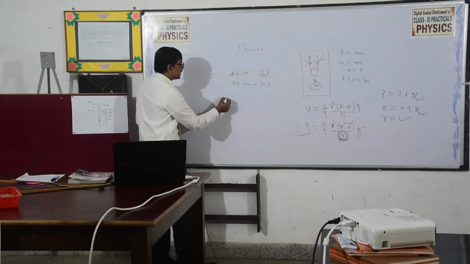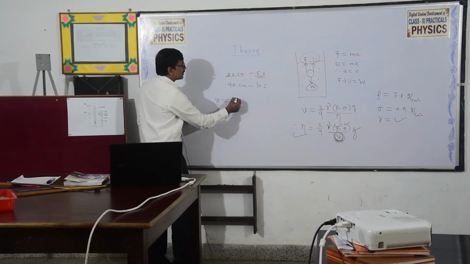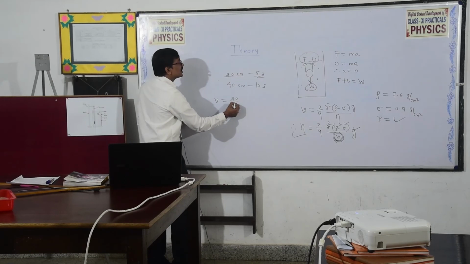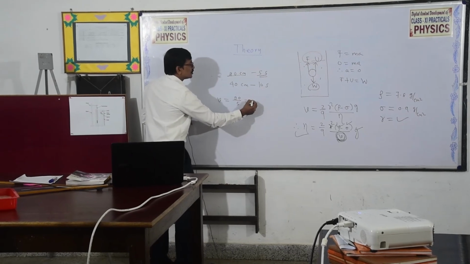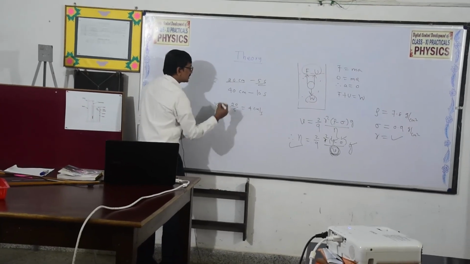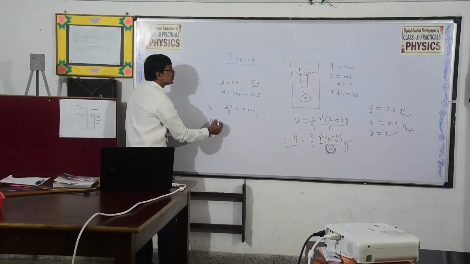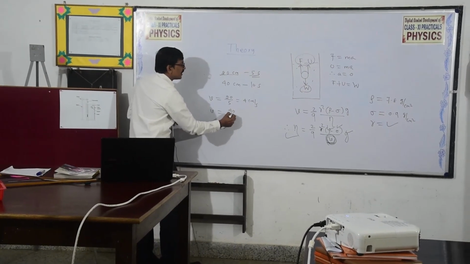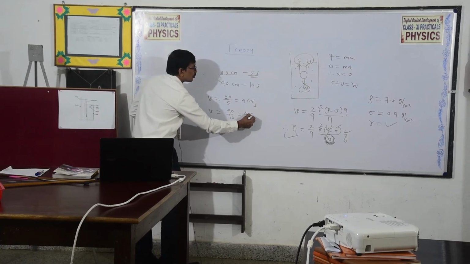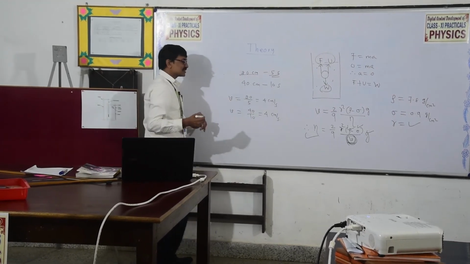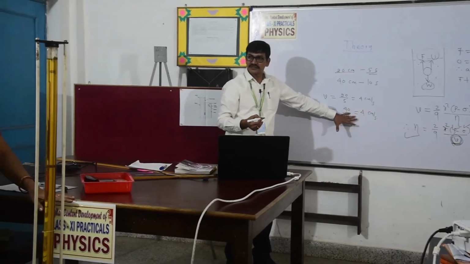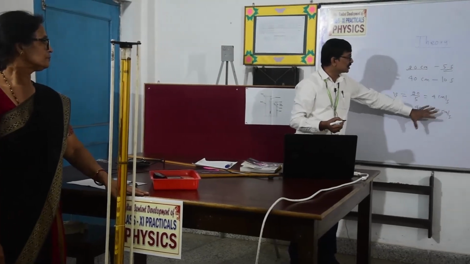Therefore, speed equals distance covered by time. The first is 20 by 5, equal to 4 centimeter per second. In the second case, it is also coming 4 centimeter, that is 40 divided by 10 equal to 4 centimeter per second. That means the velocity is coming constant. This is the terminal velocity, 4 centimeter per second.